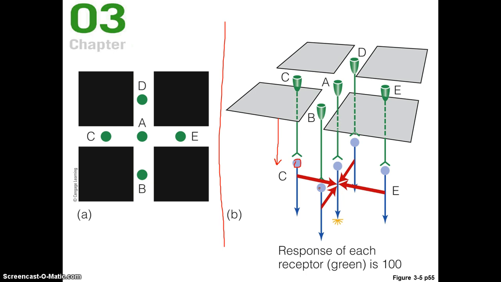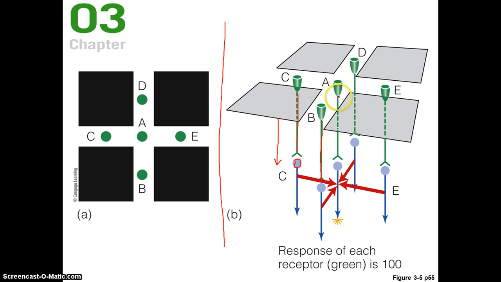So what does the activity of each of these receptors look like to begin with? Well, how much is each receptor being stimulated? How intense is the stimulus that's hitting each of these receptors? Well, each of these receptors is located over a white area of the picture. So they're all being equally stimulated, right? So they should all be sending at this point signals that are all of exactly the same strength, right?